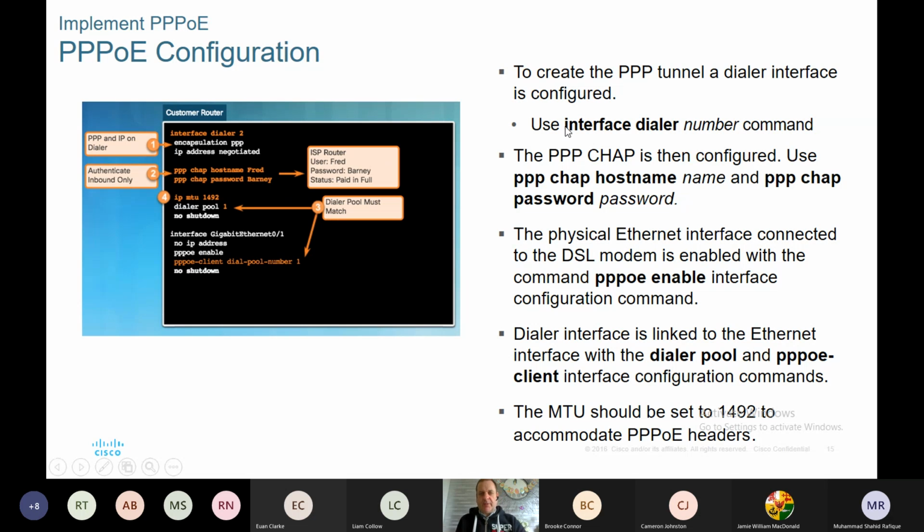So you can see here, you use interface dialer, and then whatever number you want. PPP CHAP is configured, with hostname and password. The physical Ethernet interface that's connected to the DSL modem is enabled with the PPPoE enable command. The dialer interface is linked to the Ethernet interface with the dialer pool and the PPPoE client. And then remember to set the MTU.